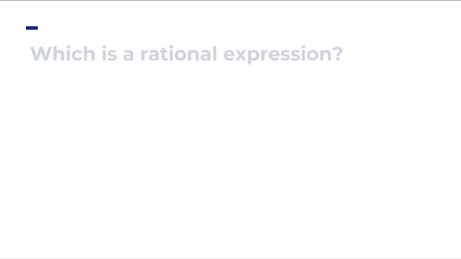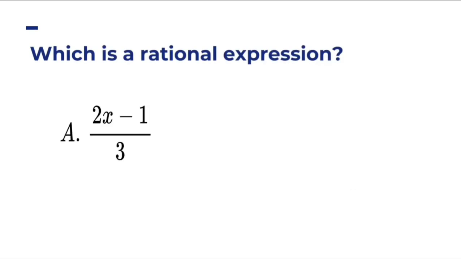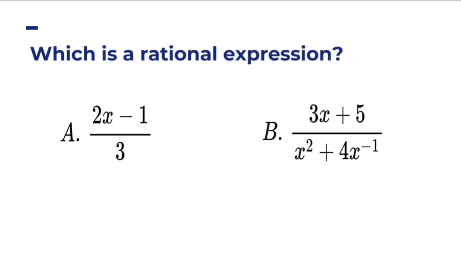Now, which is a rational expression? Is it expression A or expression B? So the rational expression is expression A since, as you can see, both the numerator and the denominator are polynomial expressions. However, in B, the numerator is a polynomial expression, but the denominator cannot be considered a polynomial expression since one of its terms or variable has an exponent that is negative.